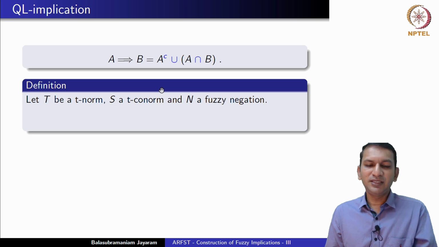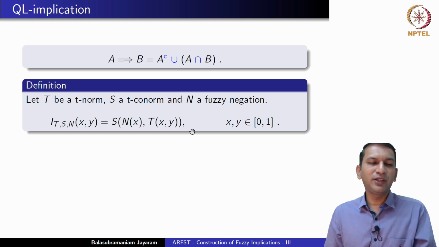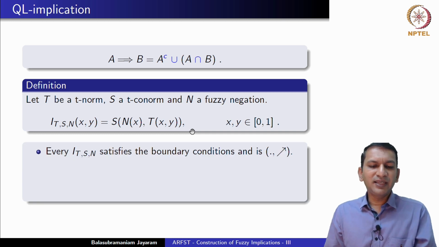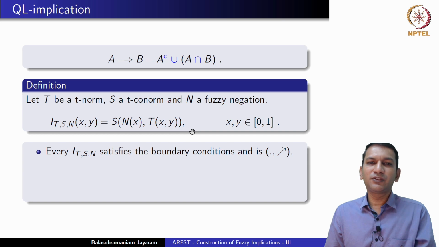So we start with these three operations, a T-norm, a T-conorm, and the fuzzy negation, and define a function I like this: S of N(x), T of (x, y). And since this function is based on these three operators, T, S, and N, we often denote it as I_TSN. While every I_TSN satisfies the boundary conditions of a fuzzy implication and is also increasing in the second variable, the decreasingness of this function, so defined, in the first variable is not guaranteed.